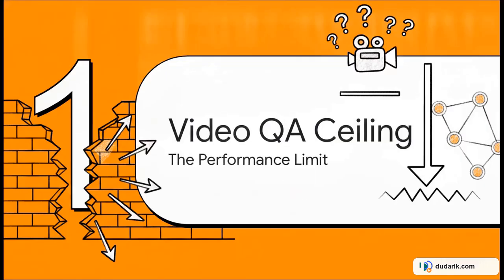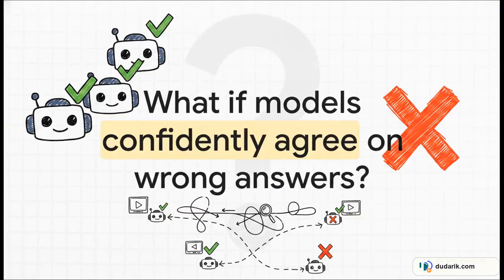Section 1, the video QA accuracy ceiling and the massive hurdle currently facing state-of-the-art video models. As developers, we generally rely heavily on consensus, right? I mean, if we ask a model a question 3 times and get the exact same answer 3 times, we typically trust it. But here is the catch. What happens when frontier AI models confidently agree on the exact wrong answer? Because despite our absolute best efforts, state-of-the-art video LLMs are hitting a strict performance limit when faced with highly complex, inferential tasks. It's a huge problem.